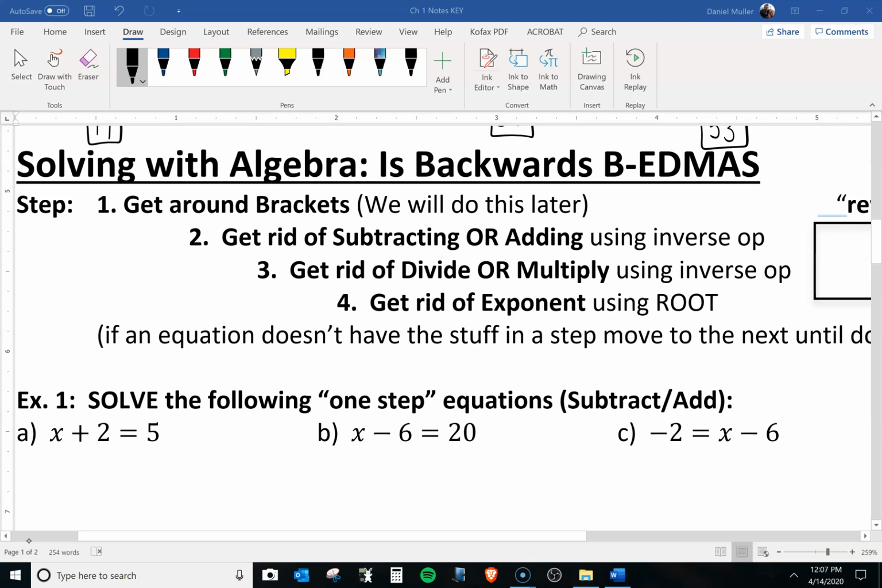We need to get around the brackets here. So that's going to be last, but sometimes we can get around them a different way. So we could do that first. But really the first step here is getting rid of subtracting or adding using the inverse operation. We'll explain that. And then you can get rid of any division or multiplication, again, by using the inverse operation. And lastly, you can get rid of the exponent using a root. So we're looking to start with the addition and subtraction. That's what we're looking to do first. And unless there's brackets, then again, we'll deal with that.